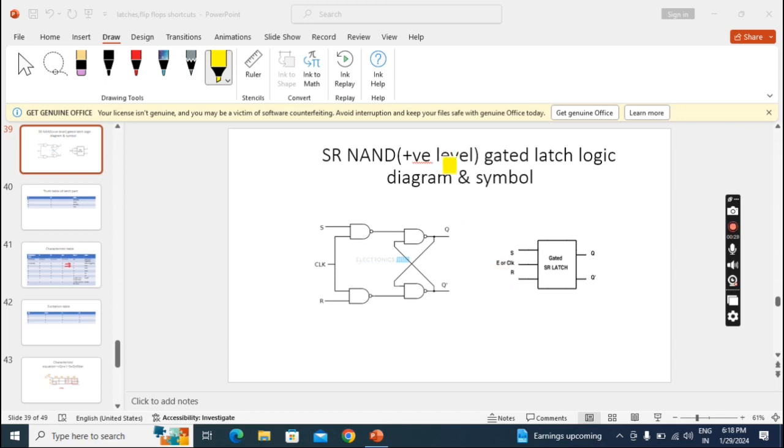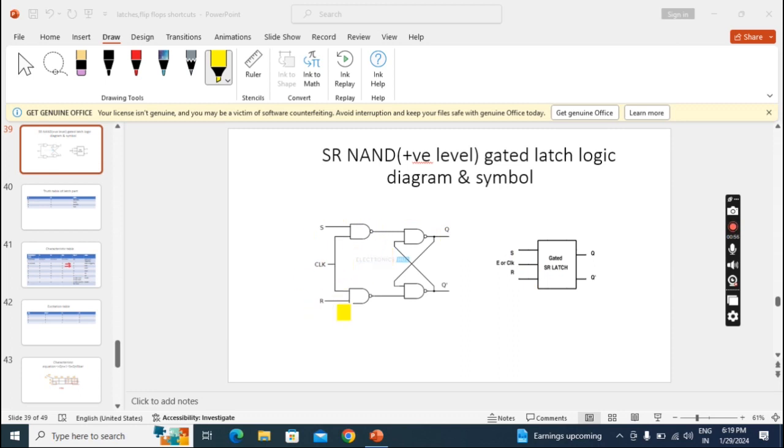So here we take positive level, which means its value will be 1. Clock or enable value will be 1. It means it is working with positive level trigger. Their outputs are two, Q and Q bar. So we have to write Q and Q bar in the diagram also. Why it is called a gated latch, we'll see.